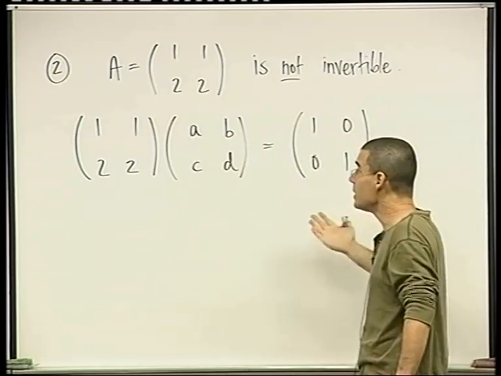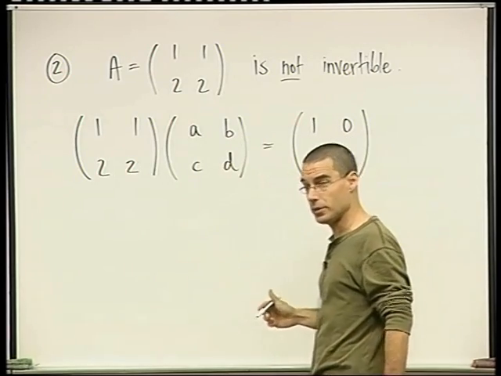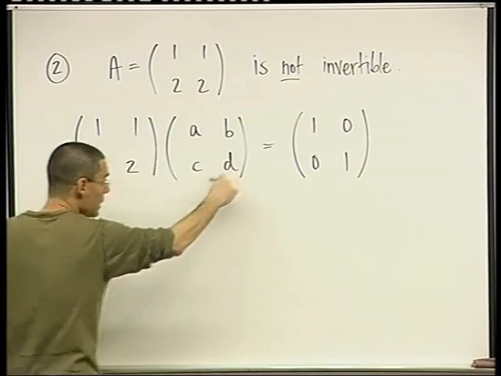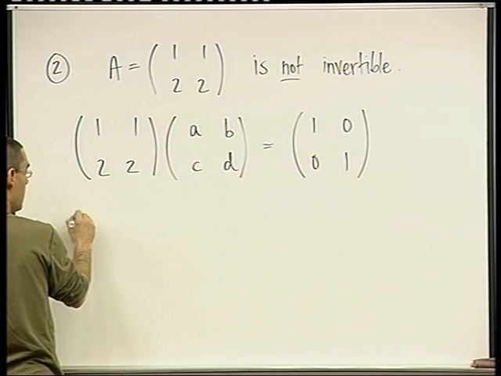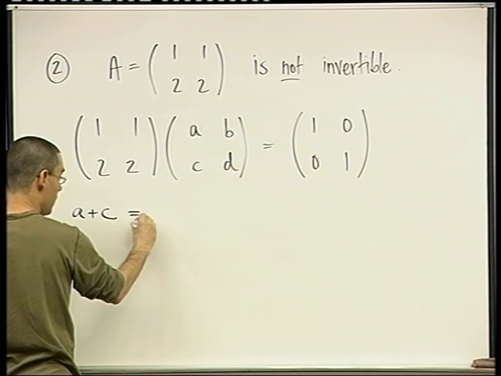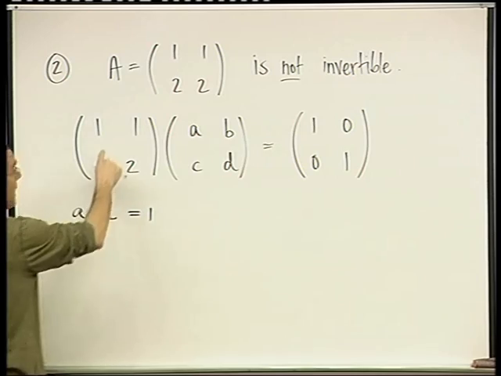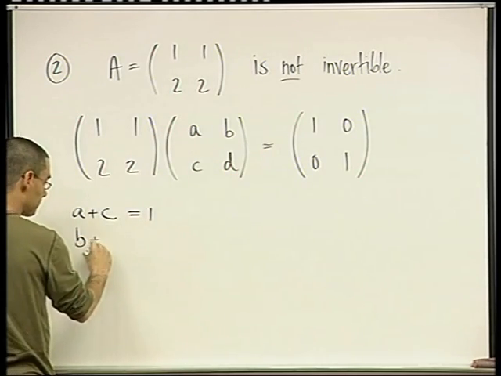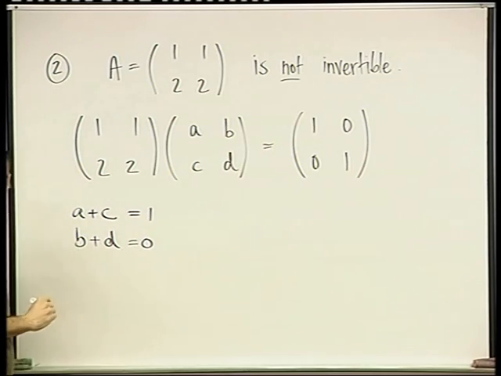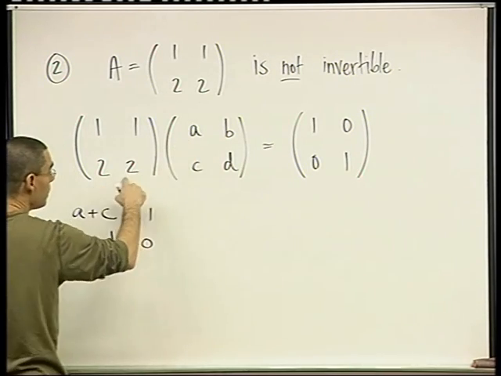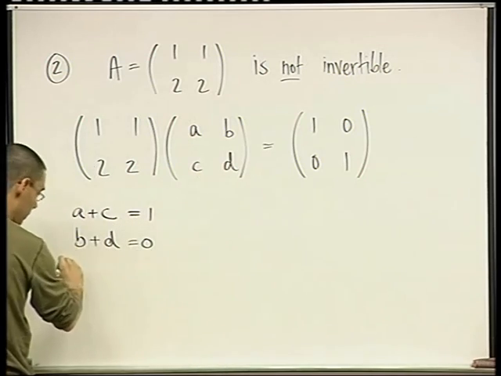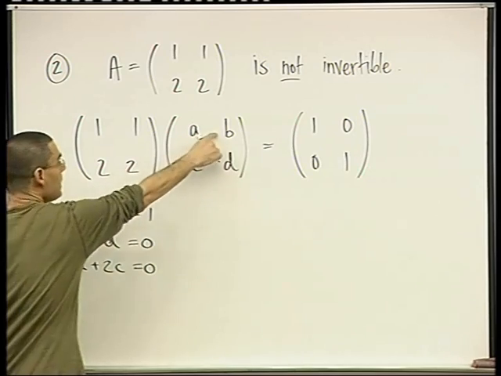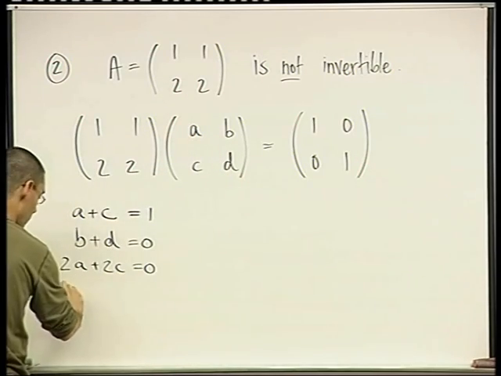Well, if there is, this yields a system of equations. What system of equations? A plus C should equal 1. Okay, A plus C should equal 1. Do you agree? And B plus D should equal 0. And 2A plus 2C should equal 0. And 2B plus 2D should equal 1.